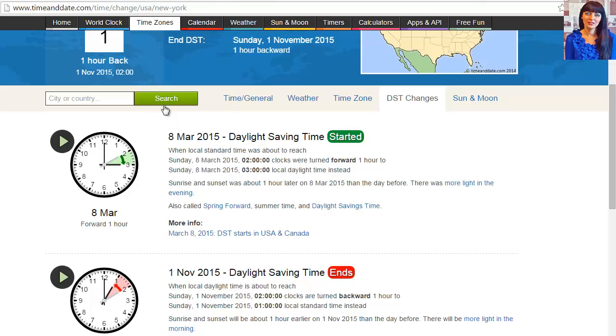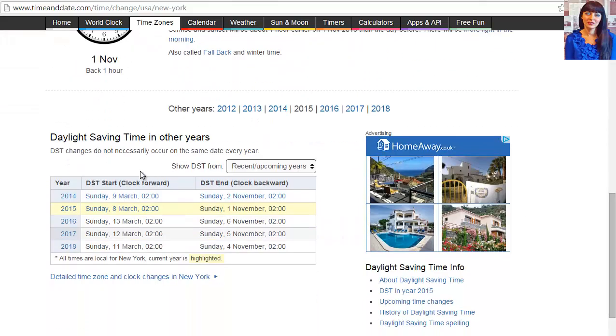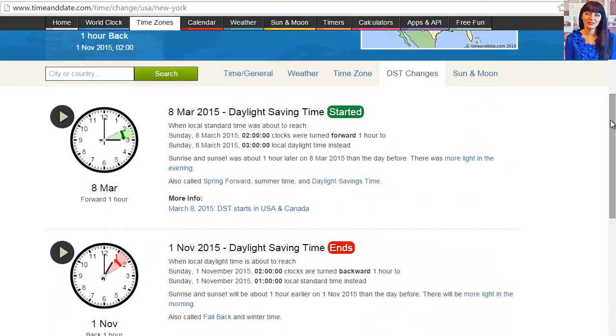And the same you can find here for the UK. Also, if you look down, you have it for the rest of the years, 2016, 17, 18, so you can see when the time will be changing. If you are trading, you can have your little diary where you can make notes of the time changes.